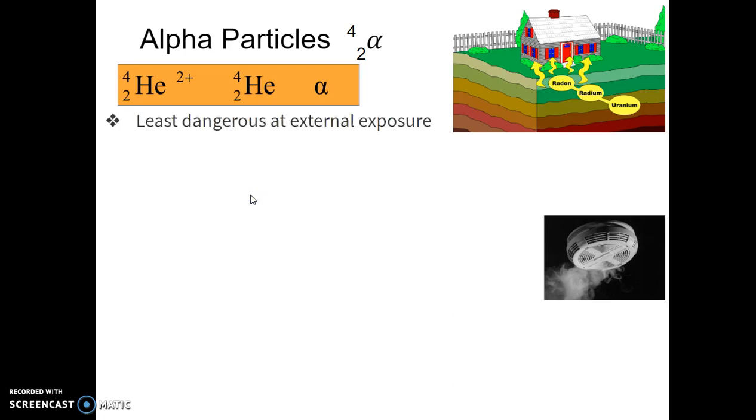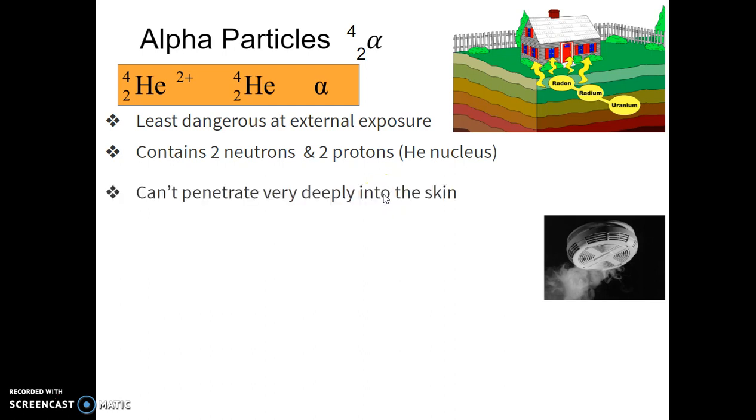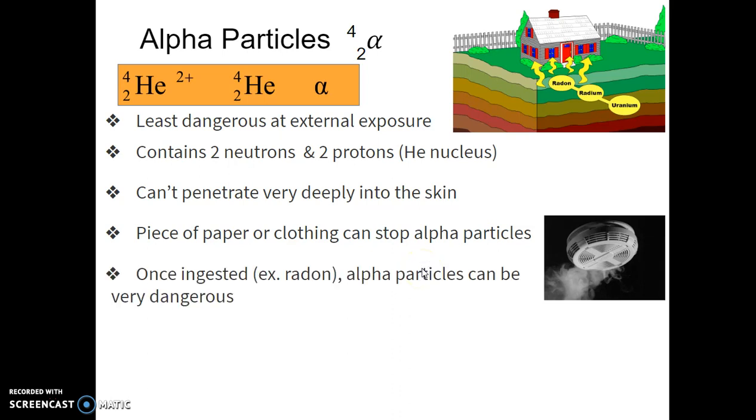An alpha particle is the least dangerous in terms of that external exposure. It does contain 2 neutrons and 2 protons, so it's the biggest. So if an atom is going to become stable by getting rid of an alpha particle, it is going to give off 2 neutrons and 2 protons. These can't penetrate very deeply into the skin because they are so big. So a piece of paper or clothing will stop alpha particles.